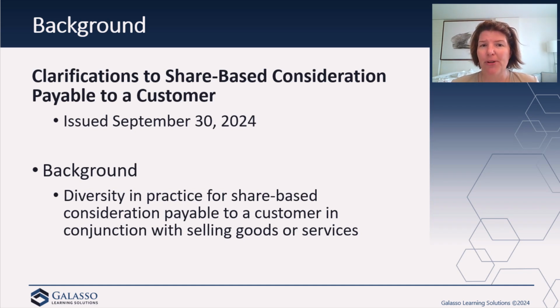So this was issued on September 30th, and it's really addressing diversity in practice for share-based consideration payable to a customer in conjunction with selling goods or services. There's diversity in practice around whether certain conditions, specifically customer purchases, are service conditions or performance conditions, because they have different accounting treatment. So there was a request to provide some guidance on which classification would be appropriate. In addition, there were some issues around how forfeiture accounting worked when we had the different types of conditions. And so we're going to take a look at both of those today.